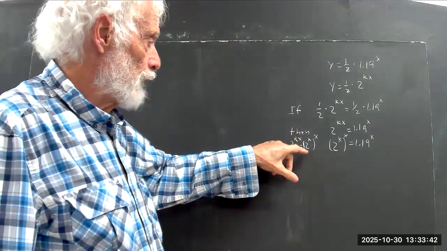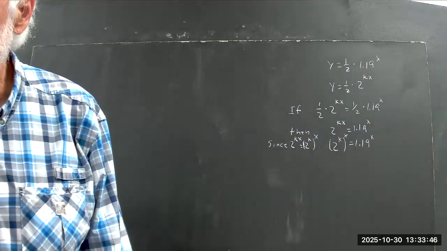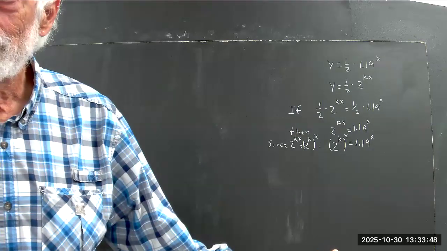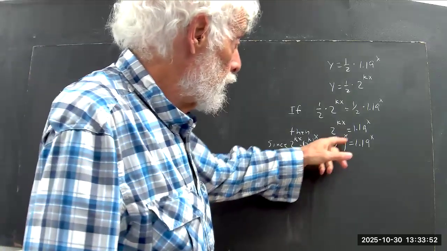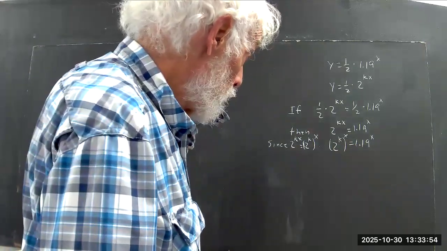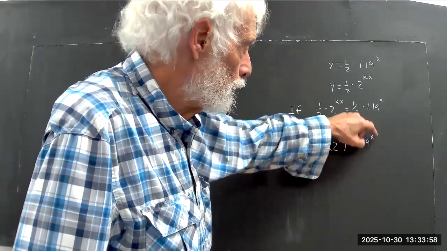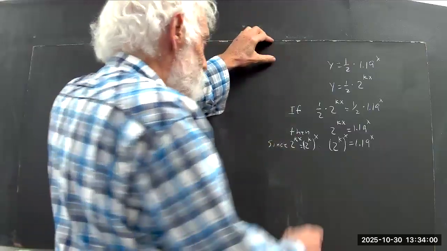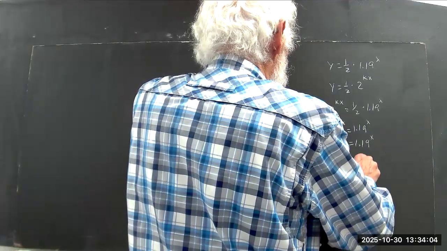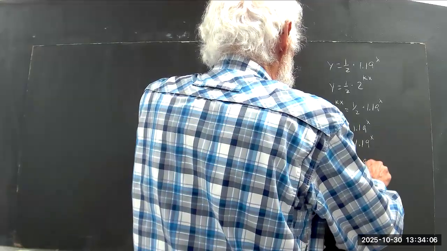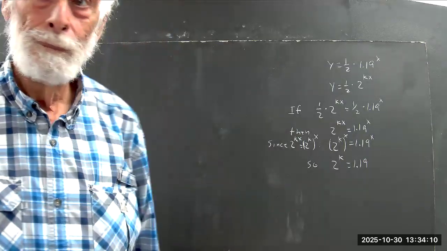2 to the kx is the same as 2 to the k to the x. That's one of the rules for exponents. Does it look familiar? Look okay? Comfortable with that? 2 to the k to the x, 1.19 to the x. Well, if 2 to the k to the x equals 1.19 to the x, two to the k equals 1.19.